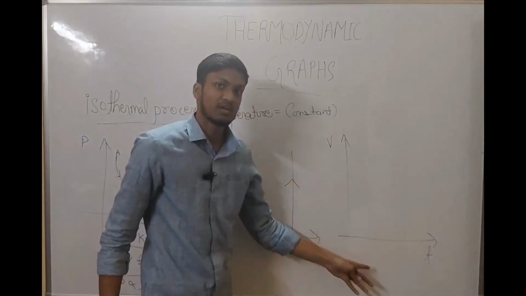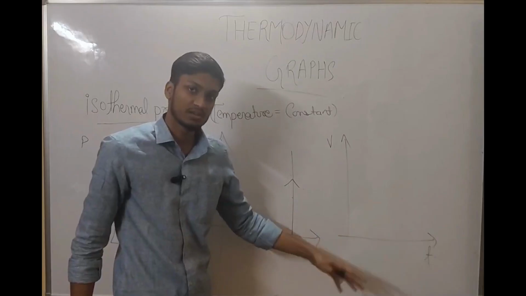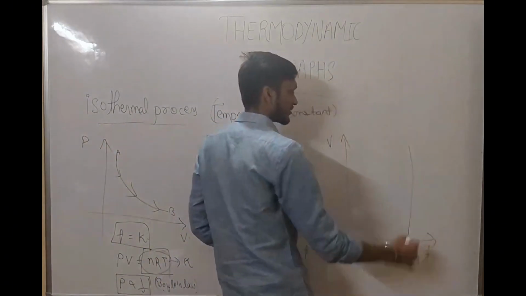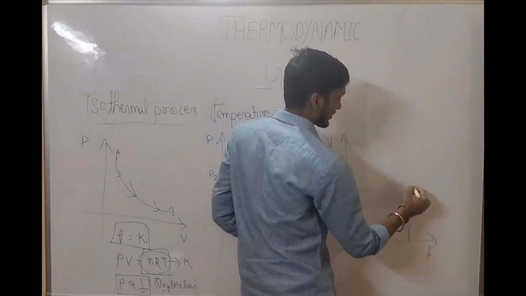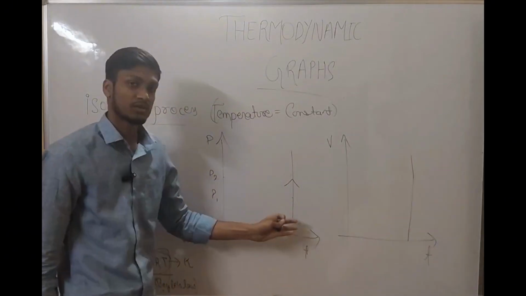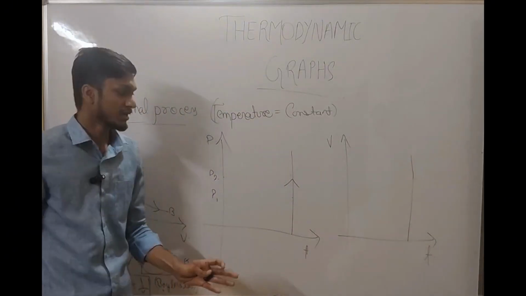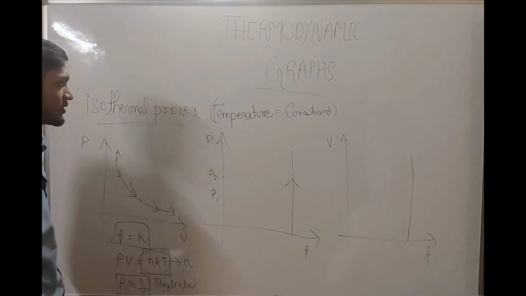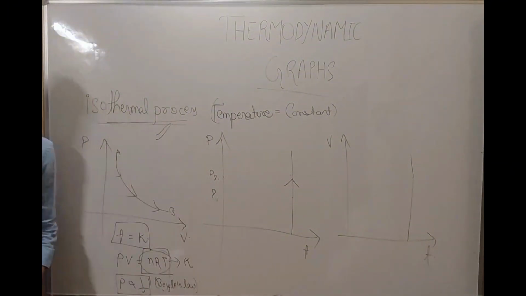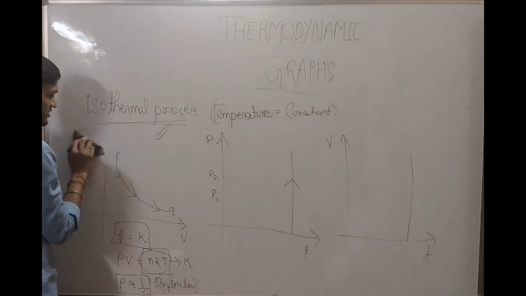Next, again we have moved on to the VT graph. The temperature remaining constant would imply the graph would look something like this. Even if the volume changes, the corresponding temperature does not change. Therefore, the VT graph would look something like this for an isothermal process. Let's move on to the next process.